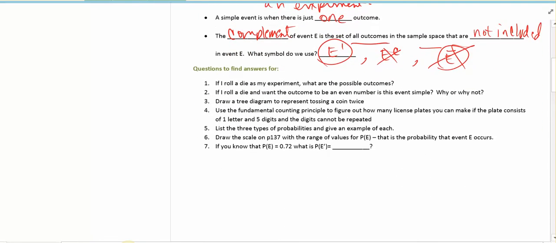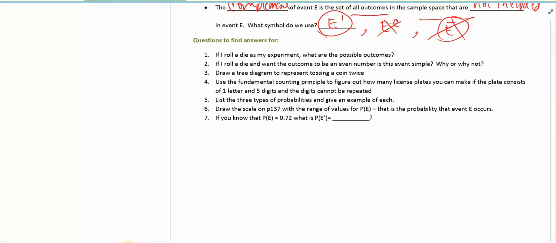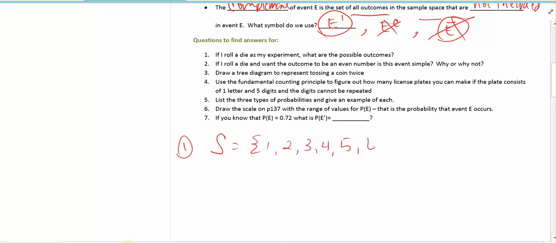Okay, so I asked some questions ahead of time for you guys to go and fill out, but let's look at them together. So if I roll a die as my experiment, what are the possible outcomes? So the sample space would be that I either rolled a 1, a 2, a 3, a 4, a 5, or a 6.